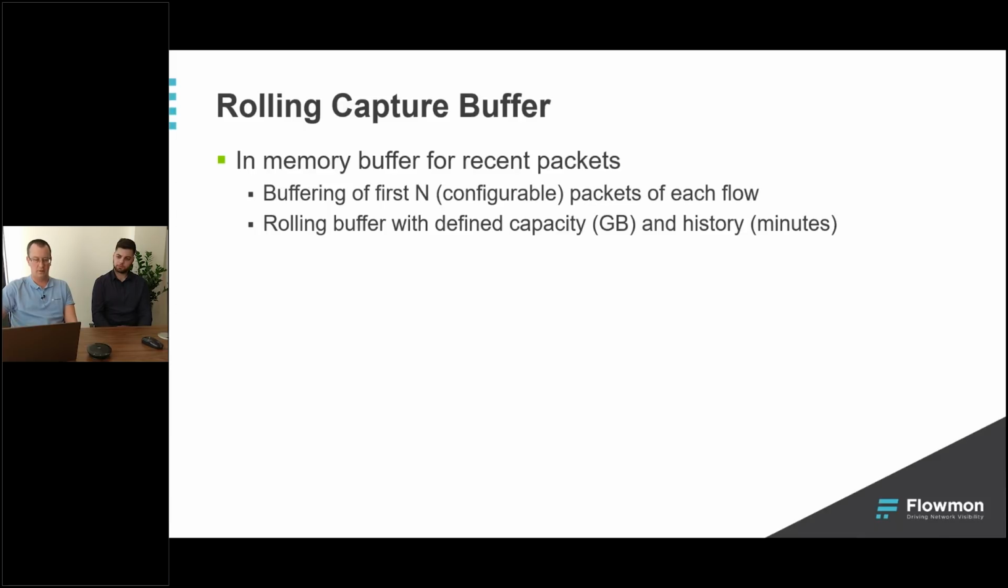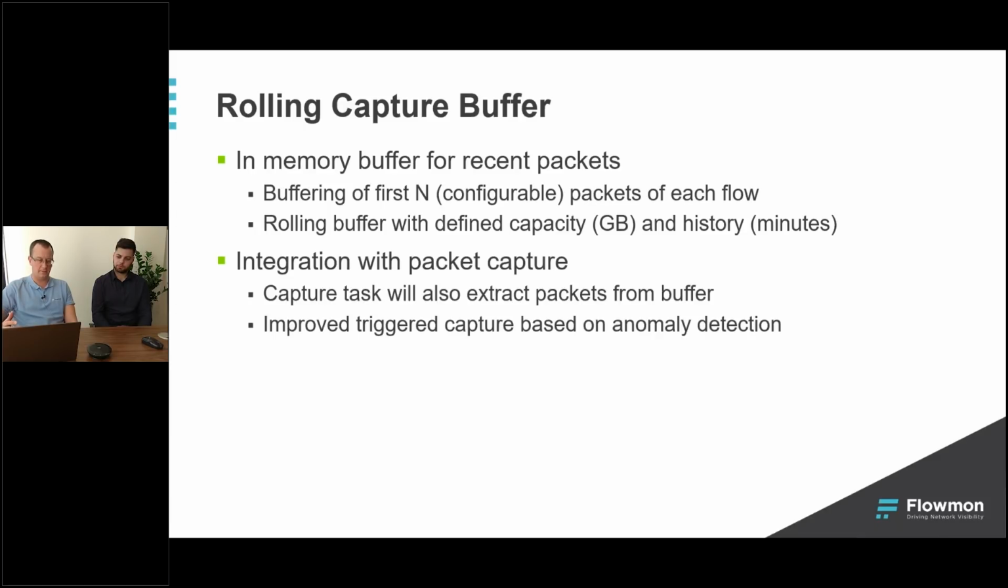You allocate memory for the buffer, and this memory buffer is fully integrated with the probe feature, with the flow cache. So when there is a new record in the flow cache, it will also store the first n packets of the flow. Then when you want to trigger the capture, you will also get the data from the buffer. This has a very viable impact on anomaly detection, because you have a high chance to catch the very packets that caused the anomaly.